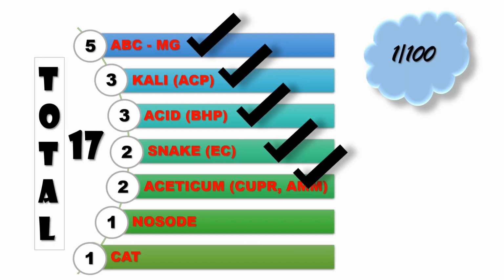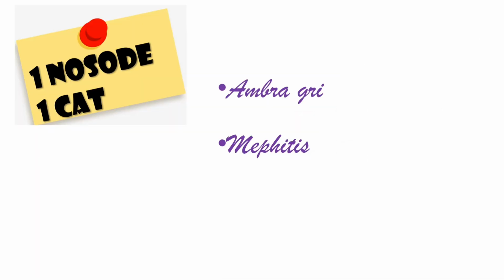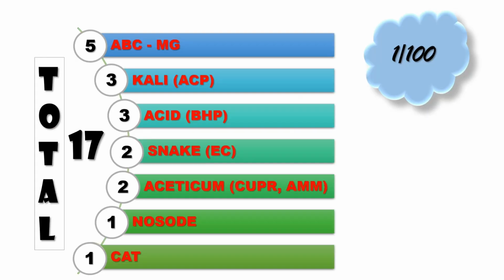And the last drug groups, one nosode and one cat. That one nosode is first nosode, ambra grisea, and one cat is mephitis. So we have completed 1 by 100. Others are very easy, so no need to worry.